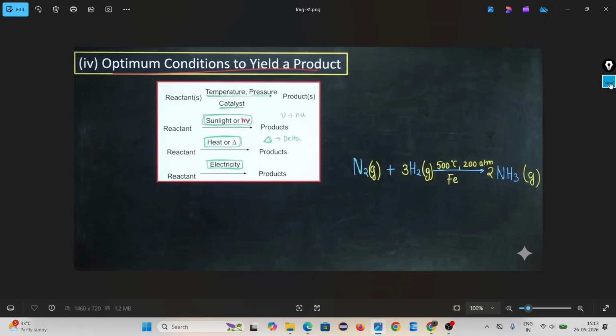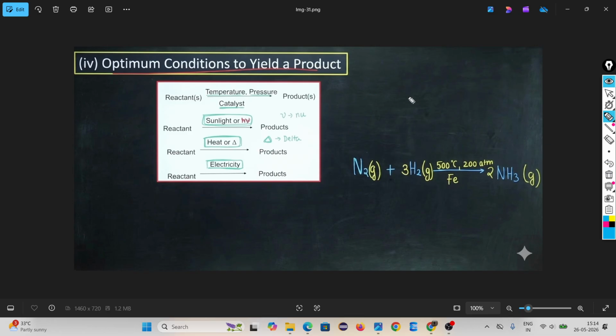Then look, optimum condition to yield a product. Okay. Look, reactants, temperature or pressure, then products. What do you mean by catalyst? Here you look, sometimes temperature or pressure is required to make the reaction happen. Sometimes sunlight. How to write sunlight? You can write the word sunlight or h nu. Okay, this is called nu.